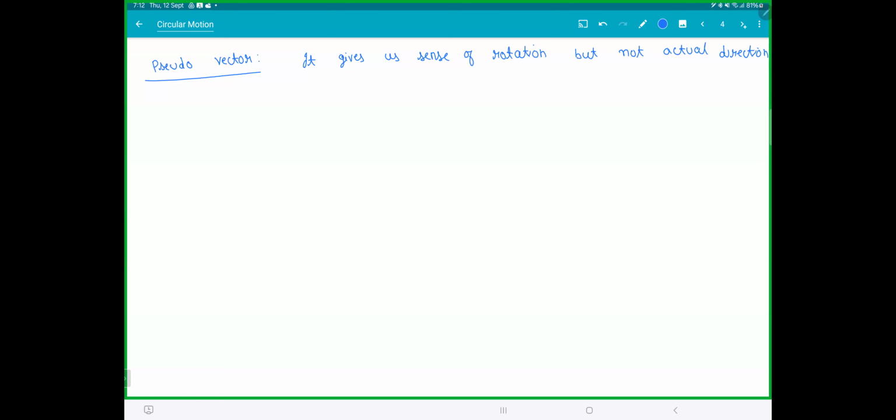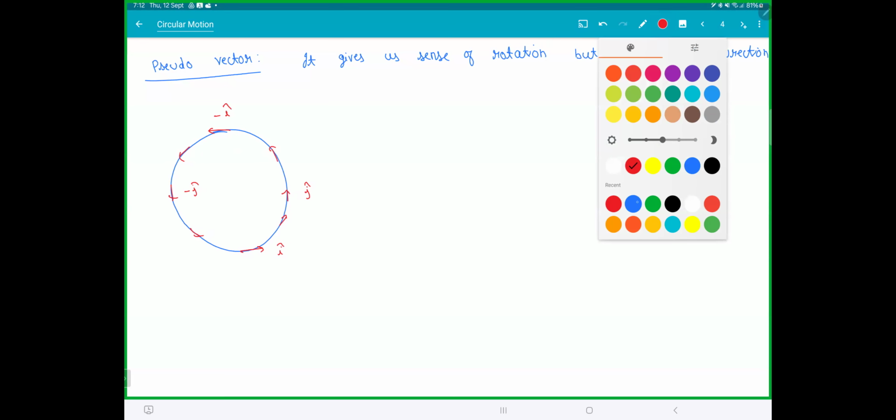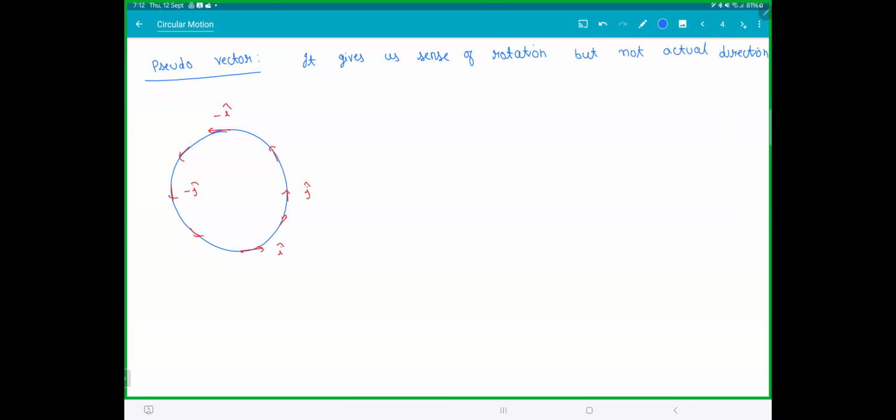So why do we need to define it? Think about it. If a particle is going on a circle, when you're here, what is the direction? J cap. When you're here, what is the direction? Minus I cap. When you're here, what is the direction? Minus j cap. When you're here, what is the direction? I cap. Every instant you have a different direction. It becomes pretty cumbersome to define direction for this thing if you're going in a circle. Then people said, let's define something more simple for us to figure it out.